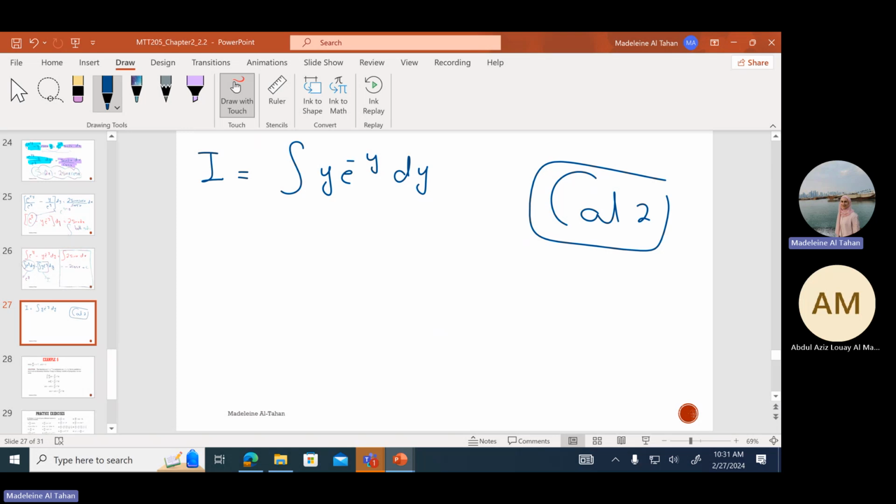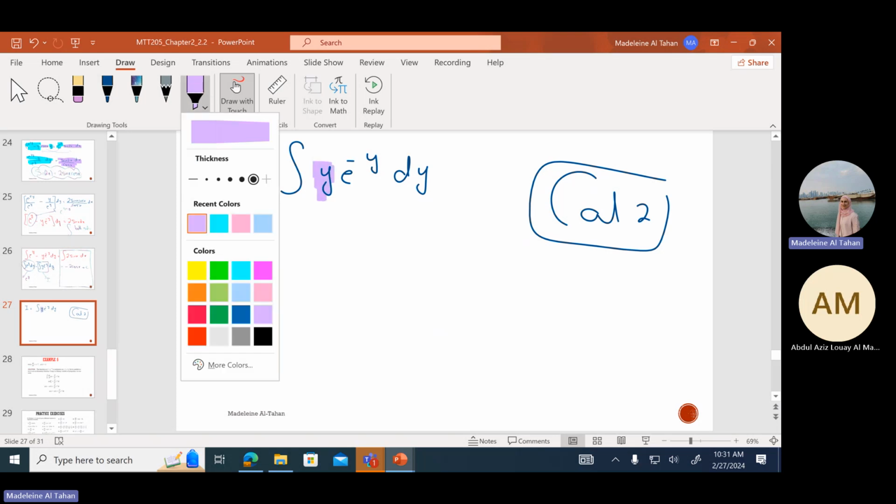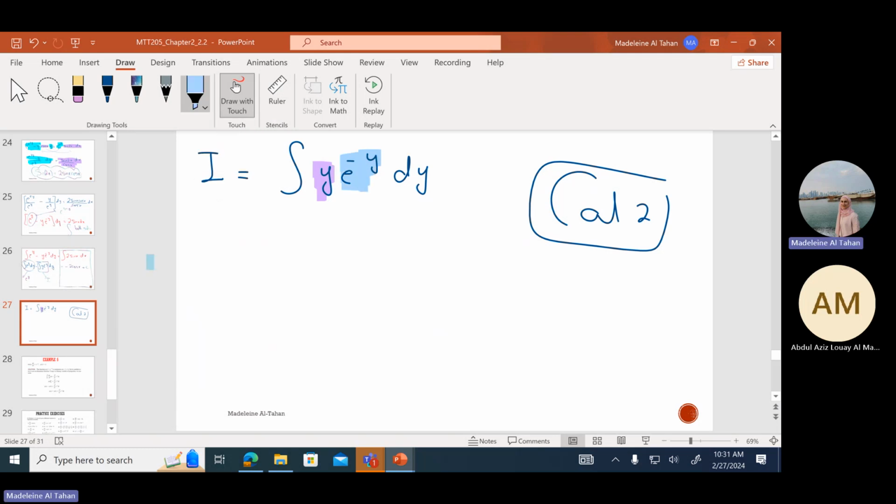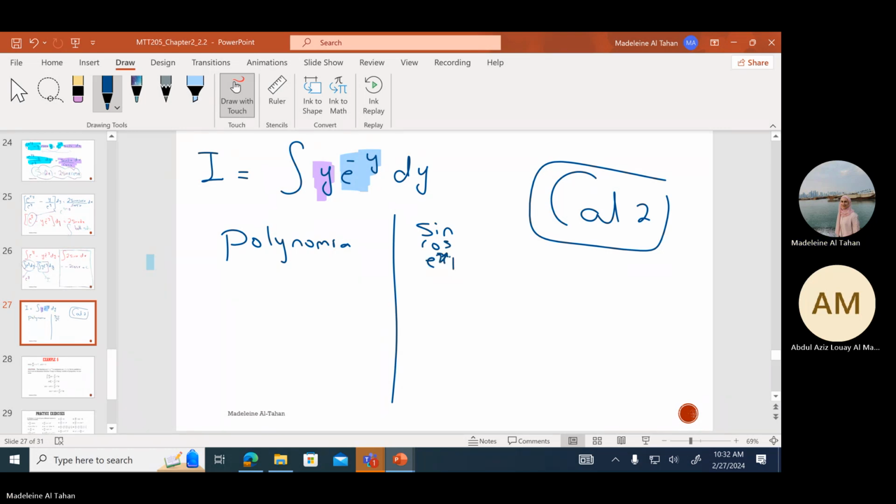So here, what do we have? This one is a polynomial, and this one is exponential. Right? Usually we use this method when we have a polynomial on one side, and on the other side we have sine or cosine or exponential. What do we do here? We do derivatives. Polynomial is like x squared plus 1. Polynomial means more than one. Monomial, you know.